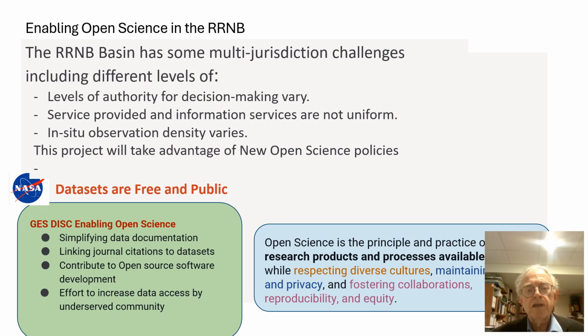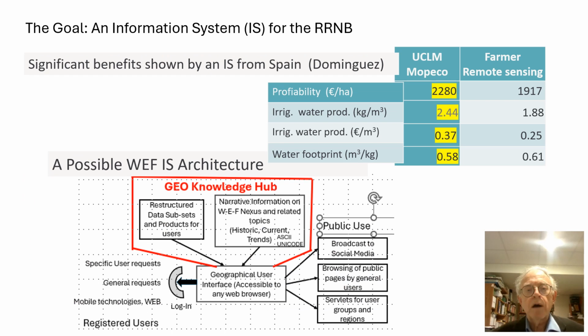So we're going to try and take advantage of the new open science policies that are being implemented. NASA is developing data sets that are going to be free and public in the near future. And open science is going to be promoted through the Group on Earth Observations, and we hope to have Earth observation products available. So our goal is to provide an information system for the basin based on the experience that has been realized in Spain, where there has been improved profitability and a lot of irrigation efficiencies derived, as shown here on this table.